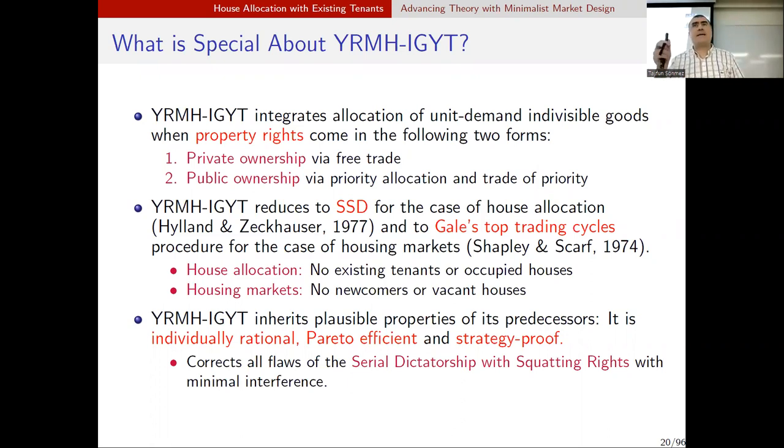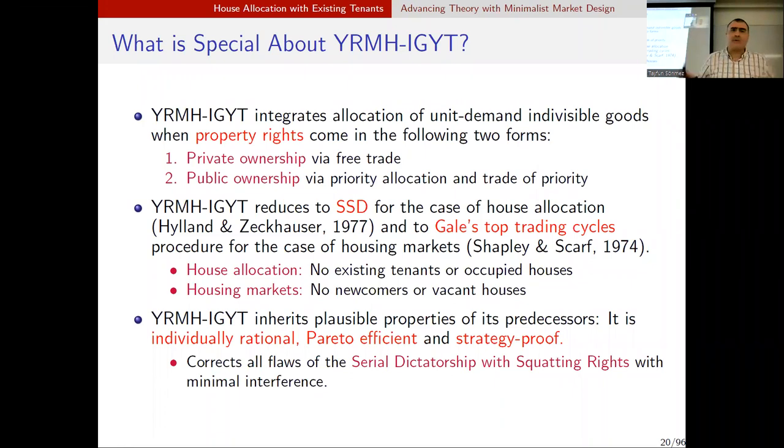Strictly speaking, this doesn't reduce to the Gale top trading cycles procedure. Gale's top trading cycles procedure doesn't specify how you find the cycles, whereas this one gives you an explicit sequence of cycles. So this would be one way to implement the top trading cycles algorithm. The top trading cycles algorithm just says there is a cycle, find it, blah blah blah. My design is constructive.